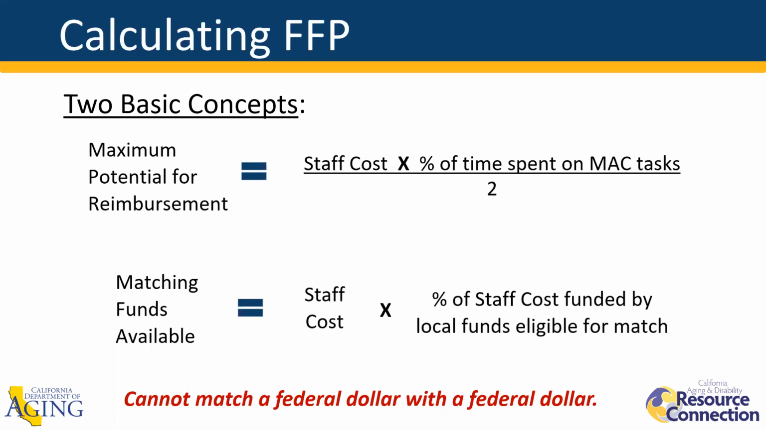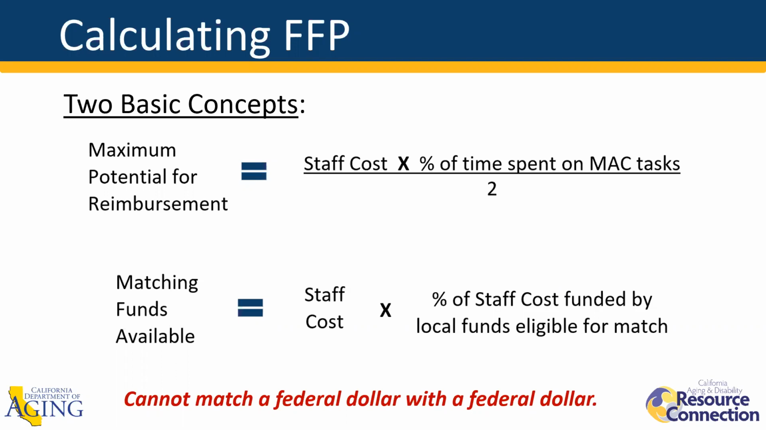So that's all this first formula is. It's calculating that maximum potential for reimbursement for a staff member who performs MAC activities. So you just take how much it costs to fund their entire position, multiply it by the percentage of time they spend on performing MAC tasks, and then take half of it.